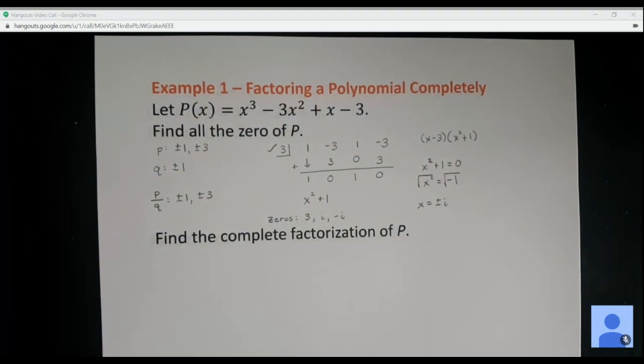So as you can see, the steps are still pretty much the same as what we did in 3.4 before break. It's just that now we have these complex numbers that we can use, and so some of these functions are actually going to have imaginary zeros.